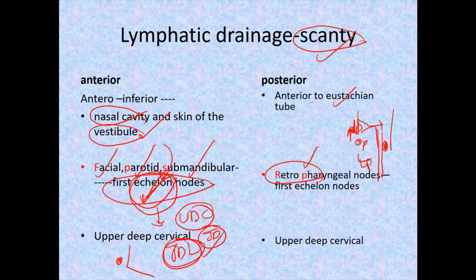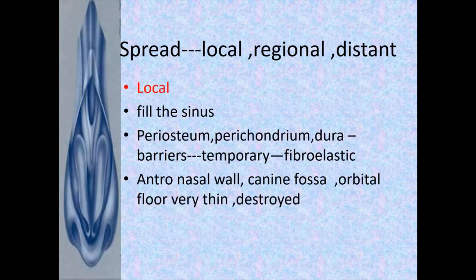Retropharyngeal nodes will be inaccessible for palpation. We cannot palpate these retropharyngeal nodes. So this is the most important point. At the end of the day, they drain into the upper deep cervical nodes. First they go to retropharyngeal and then they go to upper deep cervical. We'll deal with the retropharyngeal space once we get into the spaces of the neck.